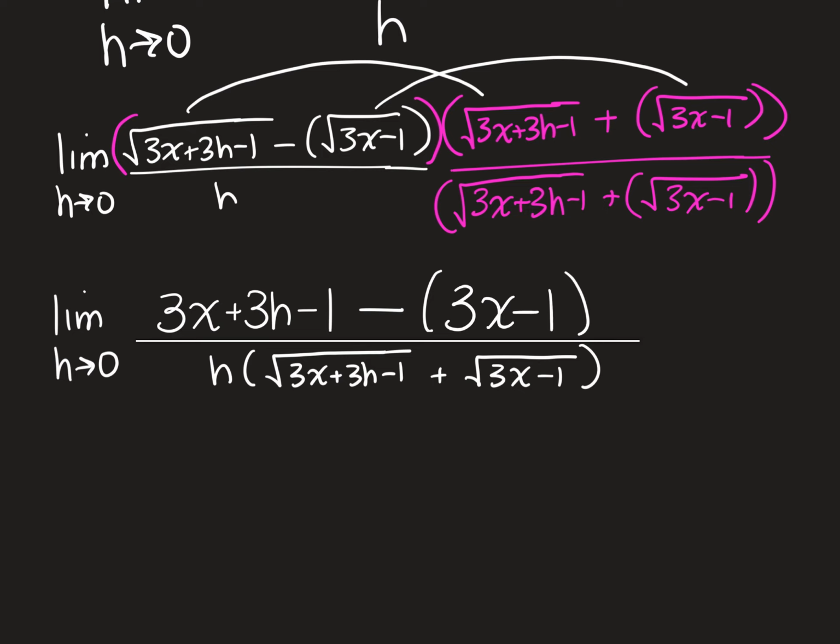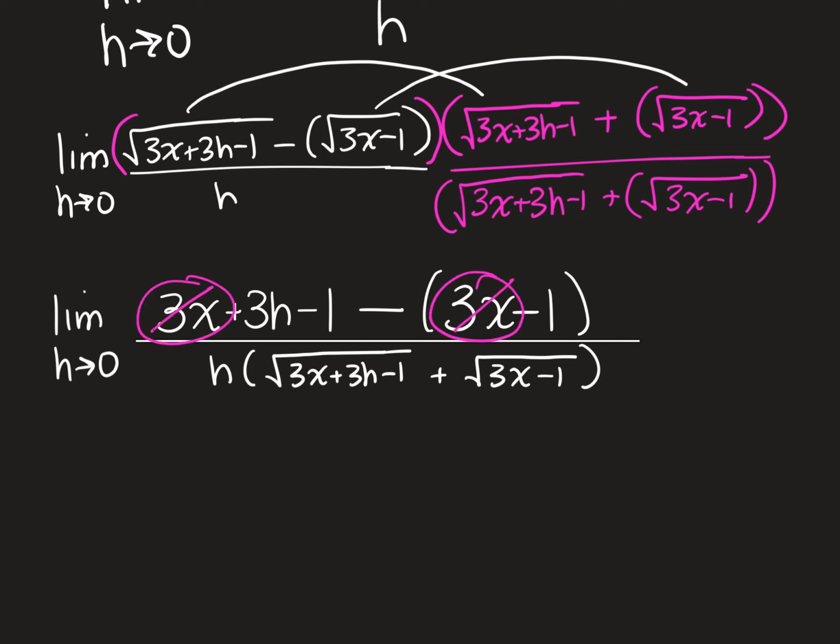Now we're right back in a situation like we were with our first problem. It's just linear stuff in the numerator. So let's combine some like terms here. If I add 3x minus 3x, I get 0. So those two things added up become 0.